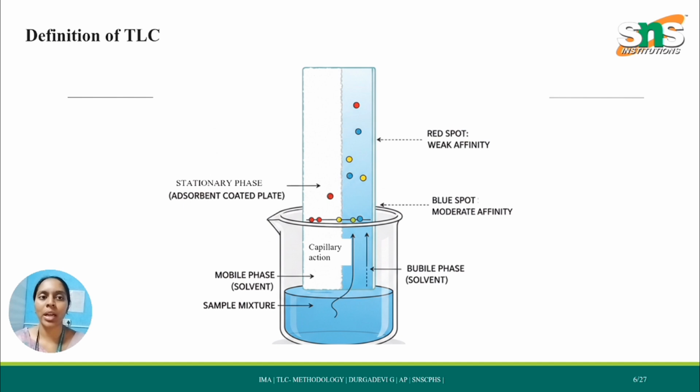The red spot indicates it has weak affinity towards the stationary phase, because the stationary phase we have used here is an adsorbent. If our compound does not have any adsorption capacity towards this stationary phase, then it will move faster. But the blue spot has moderate affinity, which means it has some affinity towards the stationary phase, so it is not moving like the red spot.